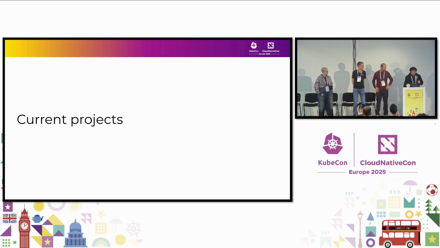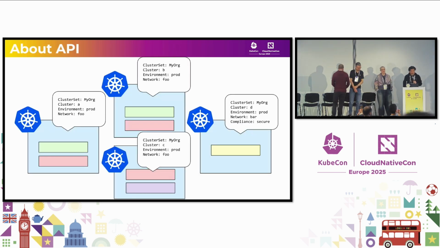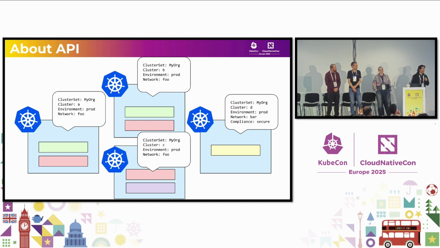So on our way to move to cattle instead of pets, there are a few projects that we are working on. And the first one is the About API, right? What it is about, as Jeremy alluded to first, is that in the beginning, Kubernetes, the whole boundary is its own cluster, so it is the universe.